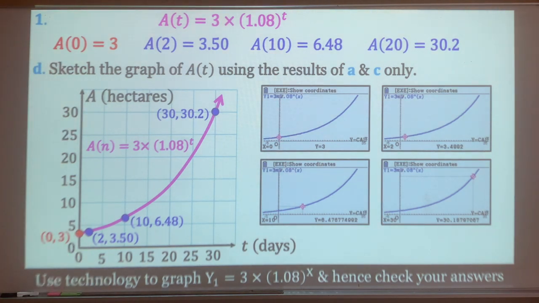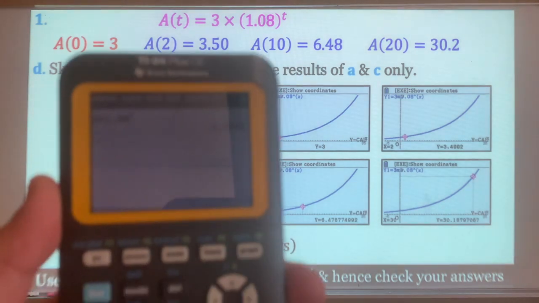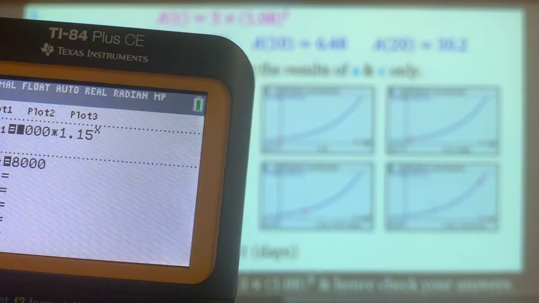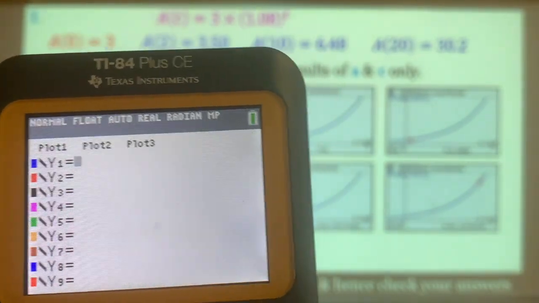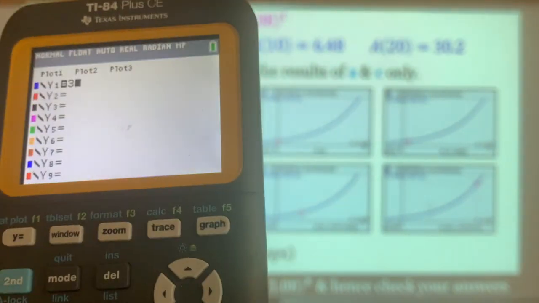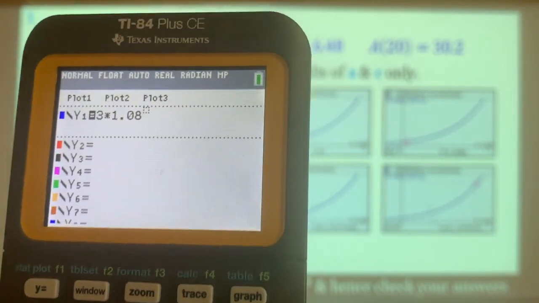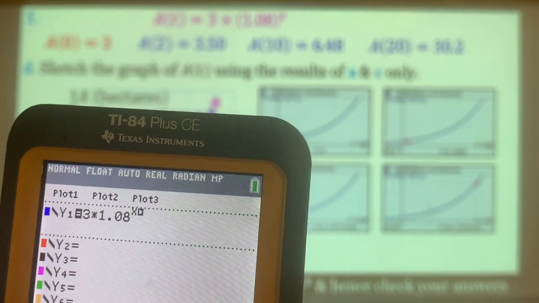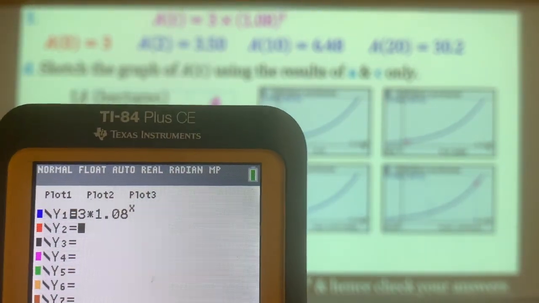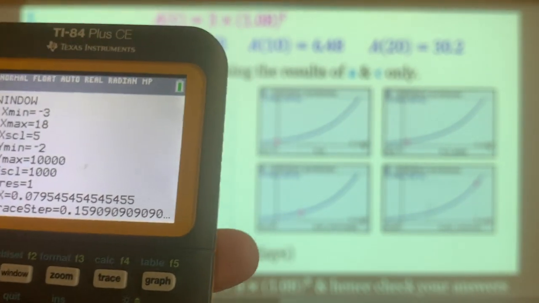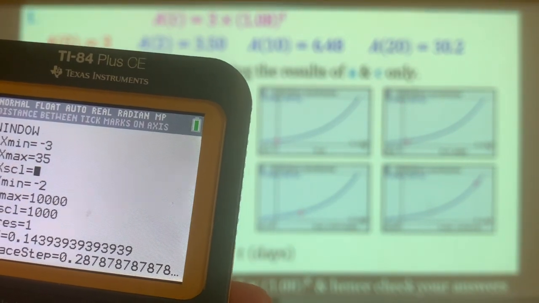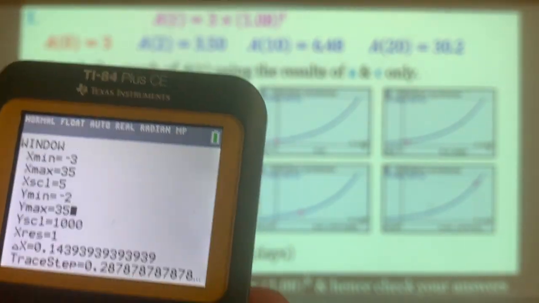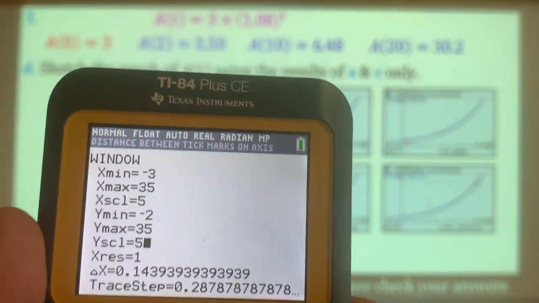What you could do in your graph, and you can use the graphing package to do this as well, is we have our graph right here. Y equals, I'm gonna clear both the things I just had, and I'm just gonna graph 3 times 1.08 caret x, right? So there's my graph. Now I want my window to be the same window, 0 to about 35, scale 5, and negative 2 to about 35, scale 5. All right, and then graph it.